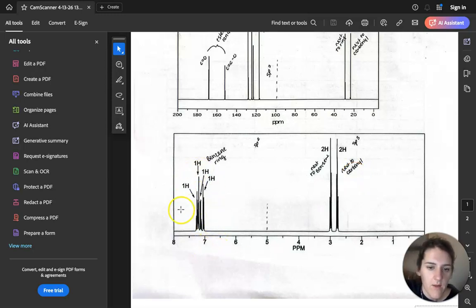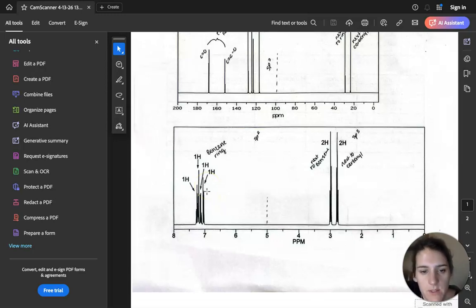On this side, all of this is our benzene ring. From 6 to 8, this is all aromatic stuff. You have 4 signals here, and each one has 1 hydrogen. I tried to count each one of these the best I could, but they're all mushed together. The best I got was 2 triplets and 2 doublets.